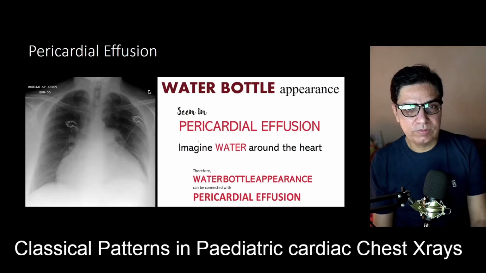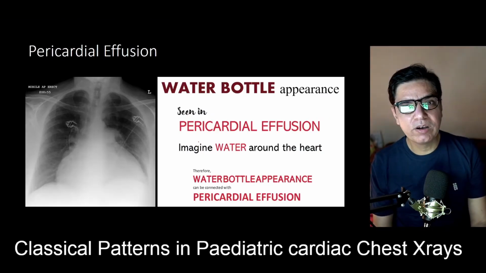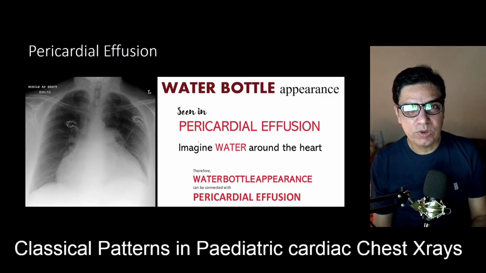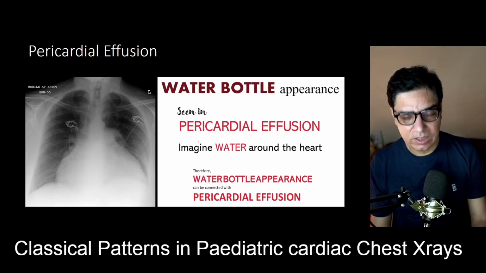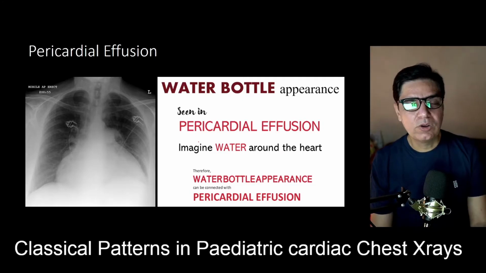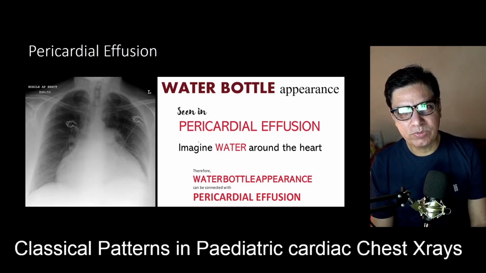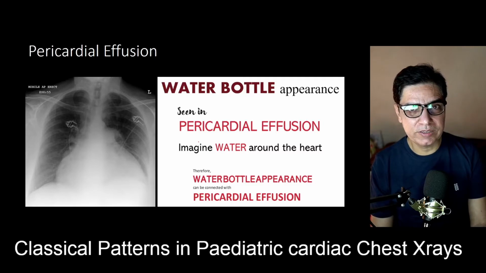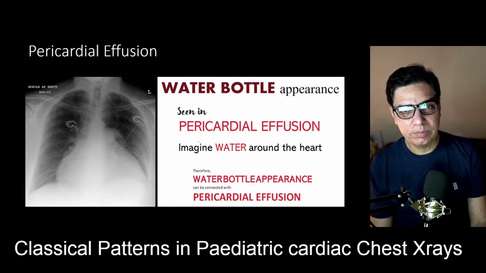So the first one, we start with pericardial effusion. Pericardial effusion is the condition in which there is effusion within the pericardial sac. In other words, there is fluid within the pericardial sac. Now, why should there be fluid in the pericardial sac? Normally, because the heart is beating, there is a little amount of fluid within the pericardial sac just to lubricate the layers of the pericardium, that is the parietal and the visceral pericardium.